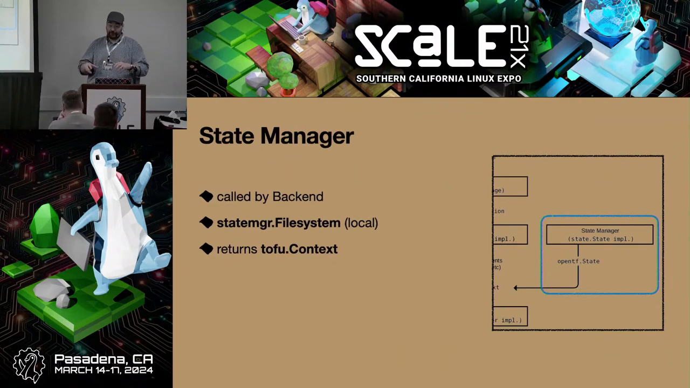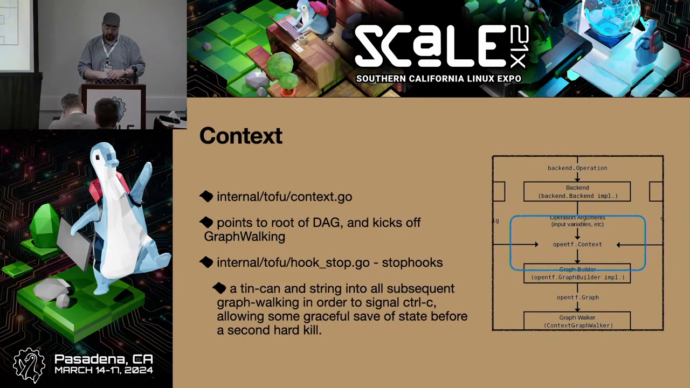The backend calls the state manager. Again, for us, it's file system local. It just picks up off the disk, pulls that in, and then all of a sudden it loads up that major context, which is represented in the context.go file. It points to the root of the graph and then kicks off graph walking.